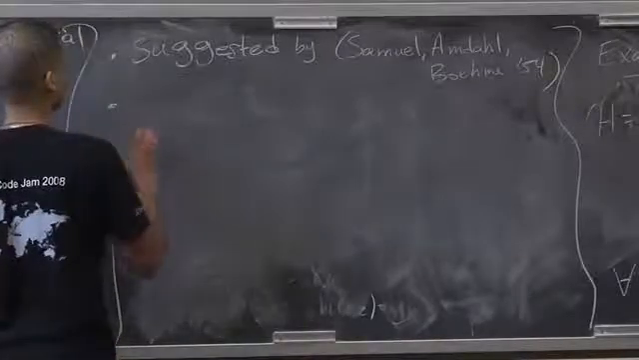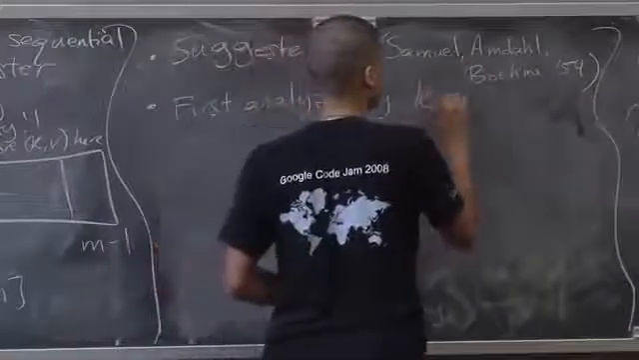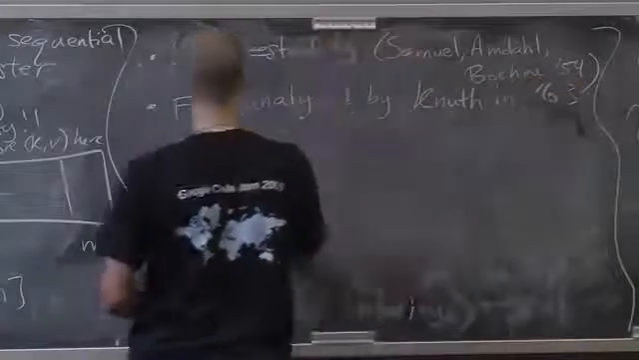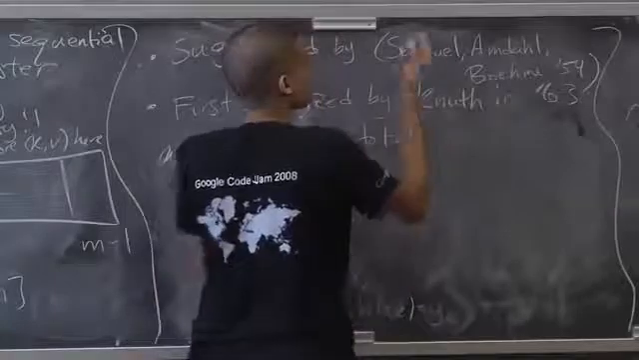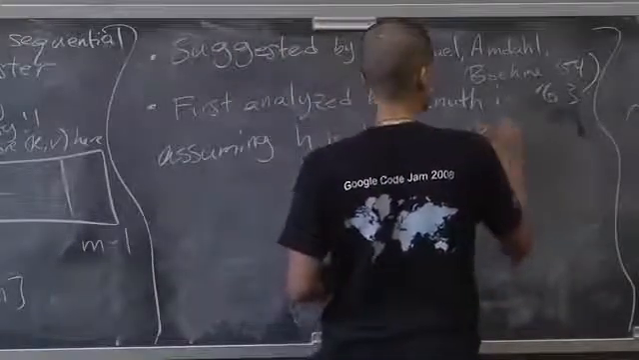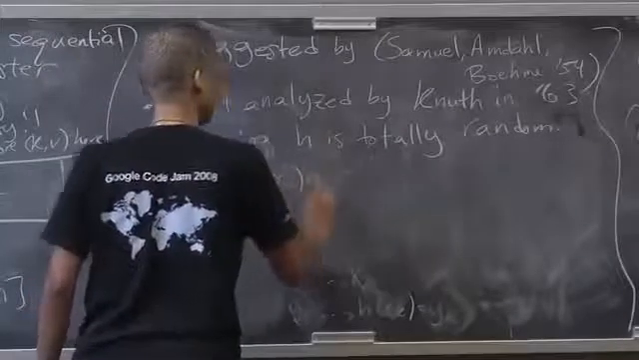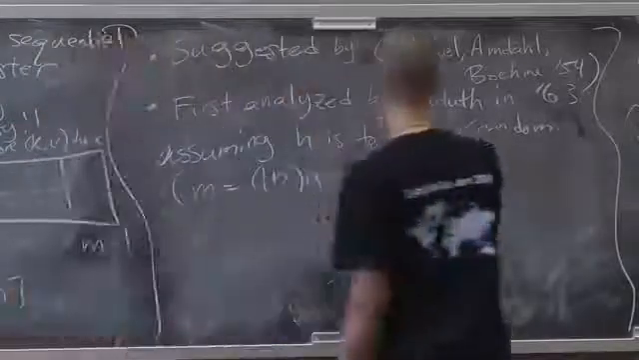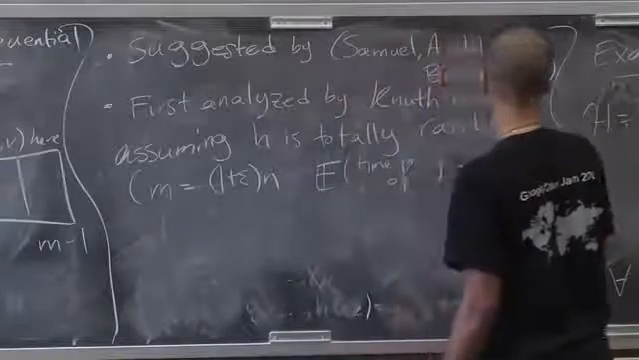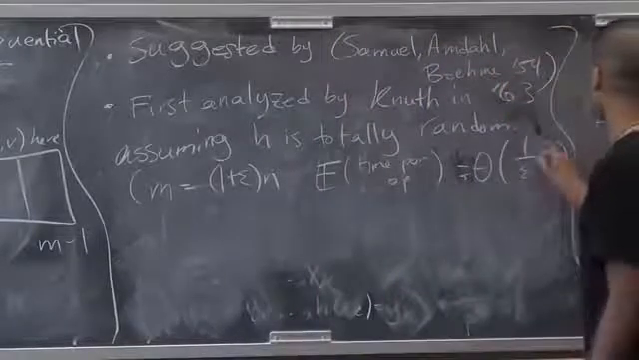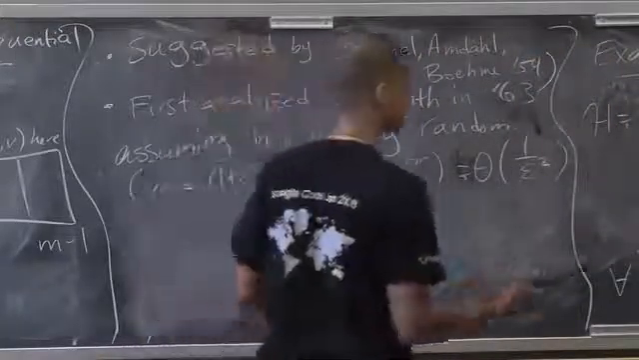It was first analyzed by Don Knuth in 1963, assuming h is totally random. So script H is the family of all functions; that's the same thing as saying it's totally random. In fact, he showed that if you choose m to be something like 1 plus epsilon times n, then the expected time per operation is like 1 over epsilon squared.